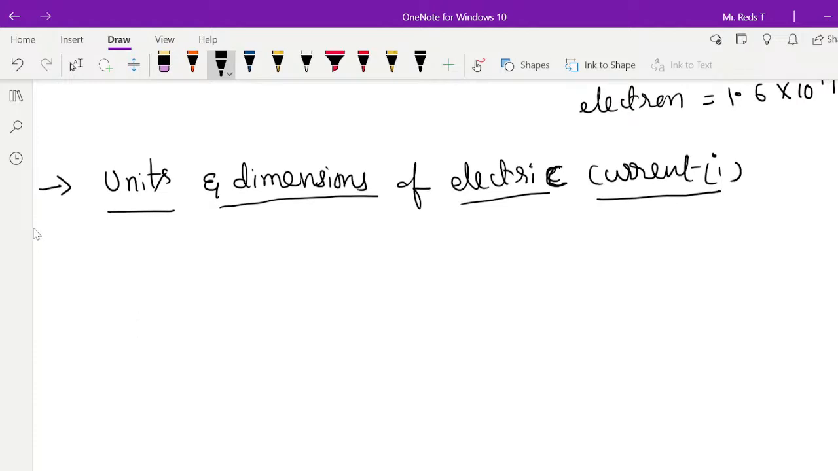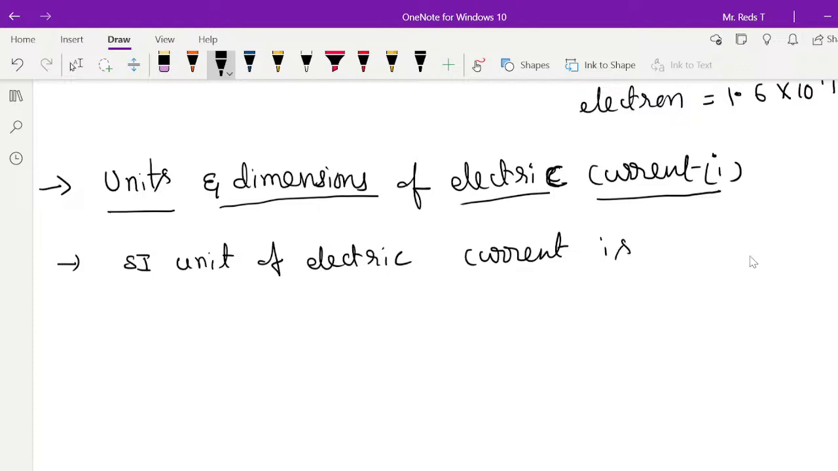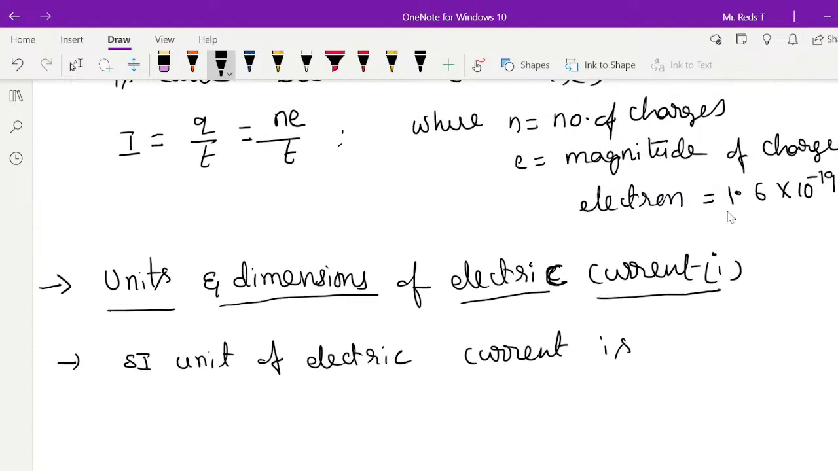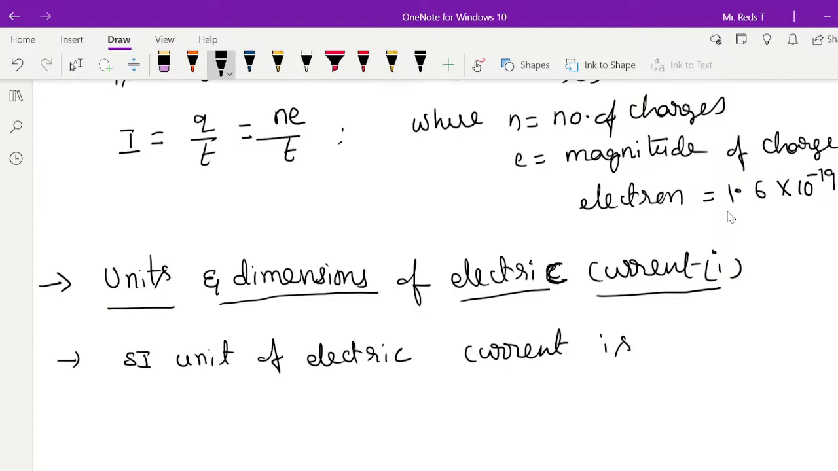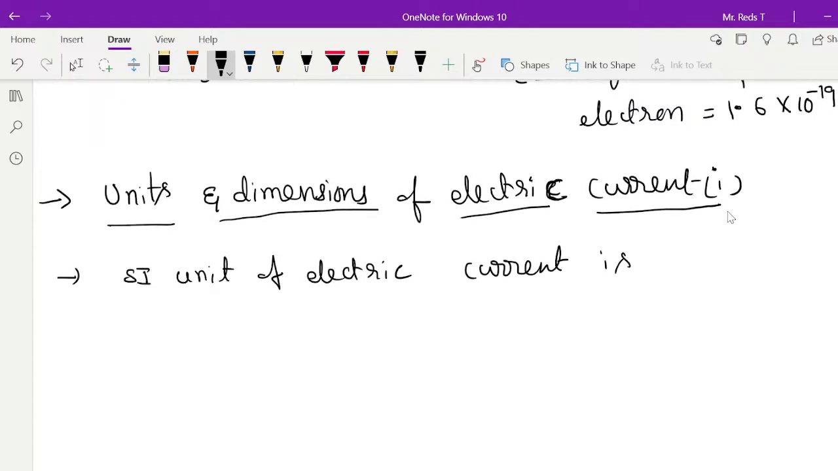This current I is given by charge by time, so the SI unit of electric current: because I is equal to Q by t, unit of charge by unit of time, that is coulomb per second.